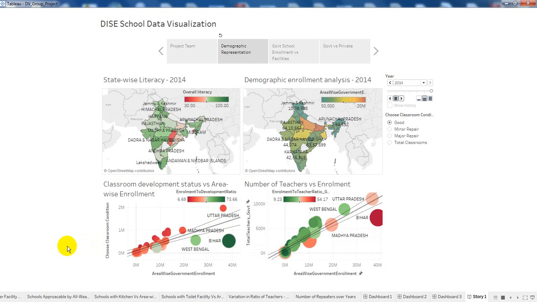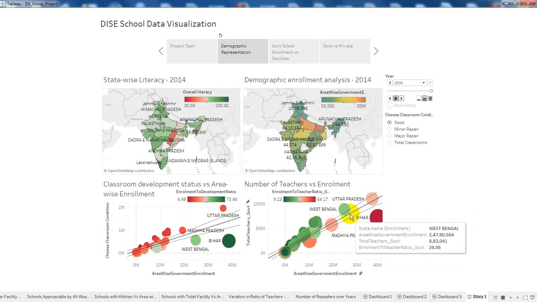Moving on to the next one on the number of teachers versus the enrollment. In this case, we can see the states of Uttar Pradesh and Bihar have a very high enrollment to teacher ratio, which means that for a particular teacher, the number of students joining in Bihar is 54. And in case of Uttar Pradesh, it is 33.